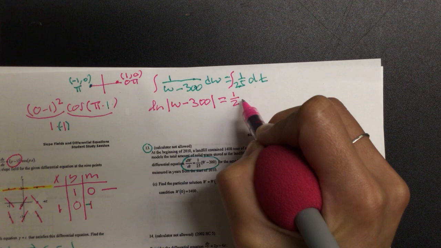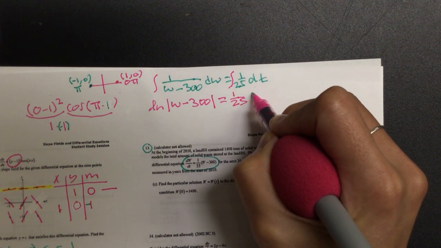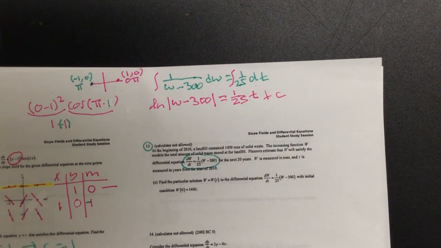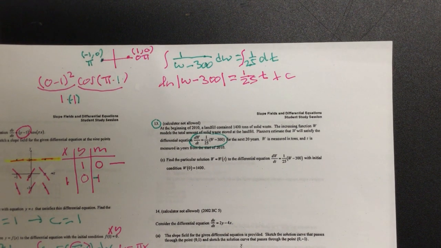Oh, there's no x here, sorry. So we get 1/25 t plus c. It's kind of like saying if I give you 5, then the antiderivative is 5x. So if I give you 1/25, the antiderivative is 1/25 t. Okay? So we need to solve for W.